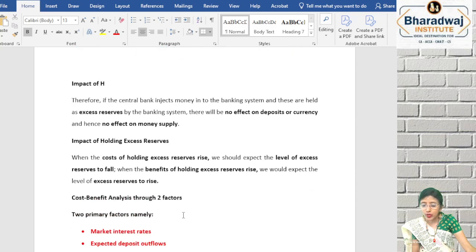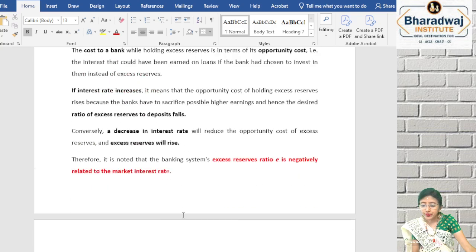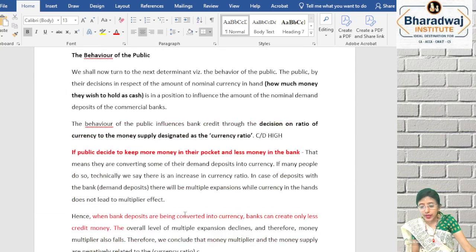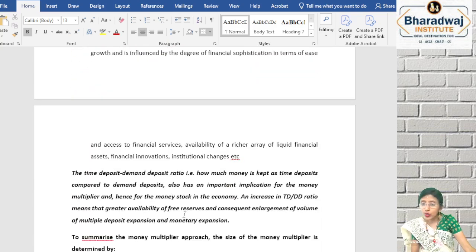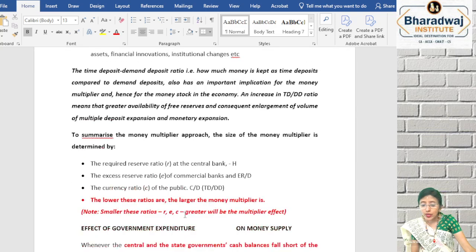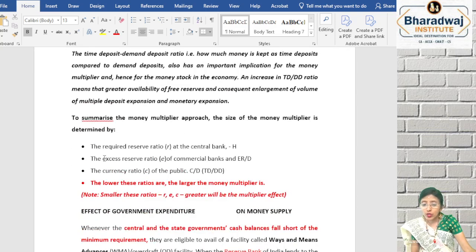That's what we have explained to you. Impact of H has been given to you. Behavior of the public. In fact, public should have banking behavior. Only then they'll be able to do it. Okay. So in summary, please look at this. The lower these ratios are, the larger is the money multiplier. When I have less money with me, more is circulated in the market, which means the money multiplier will be larger, isn't it?